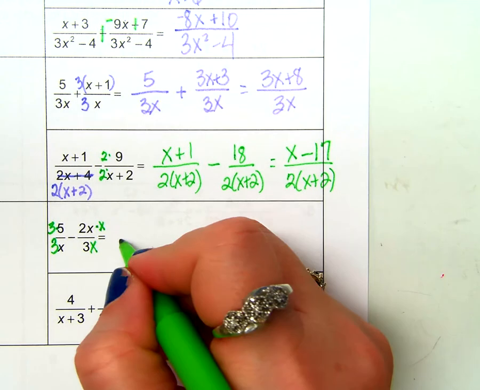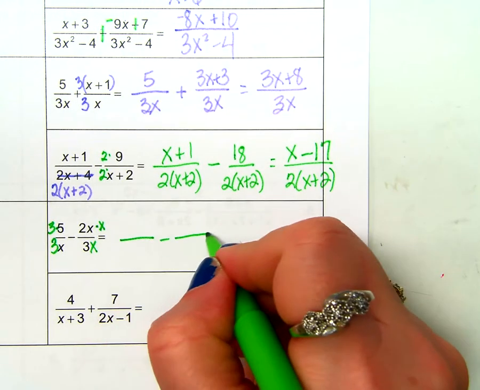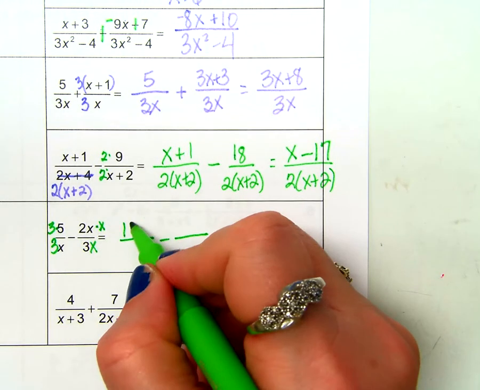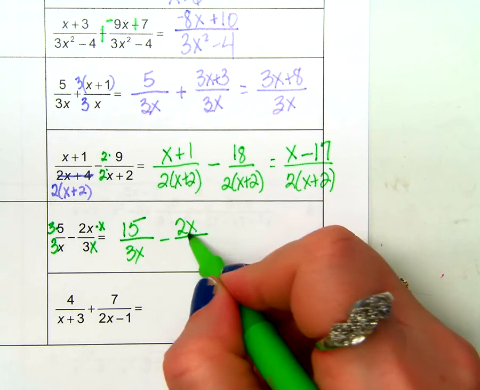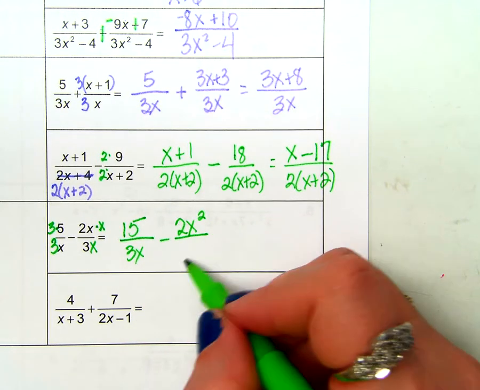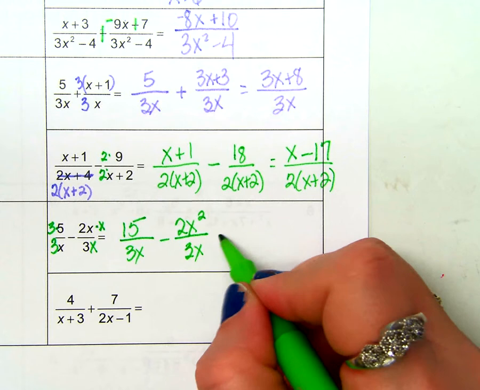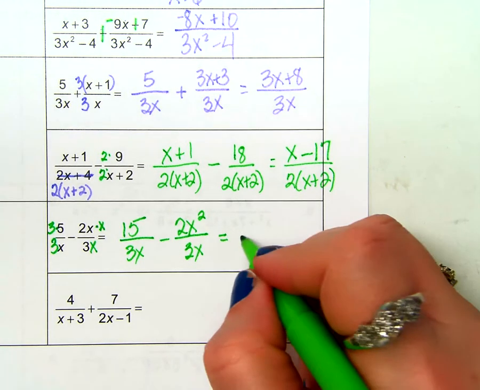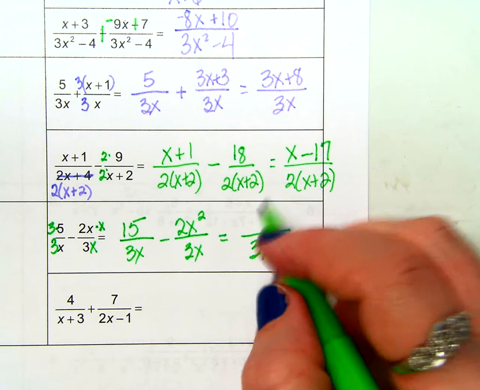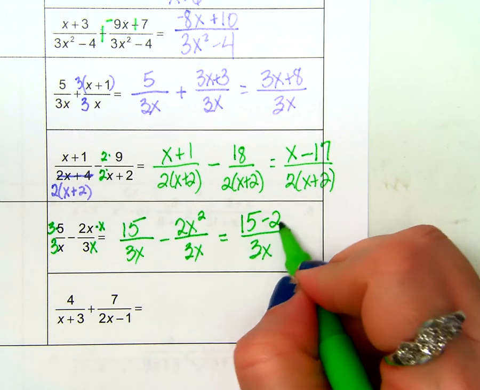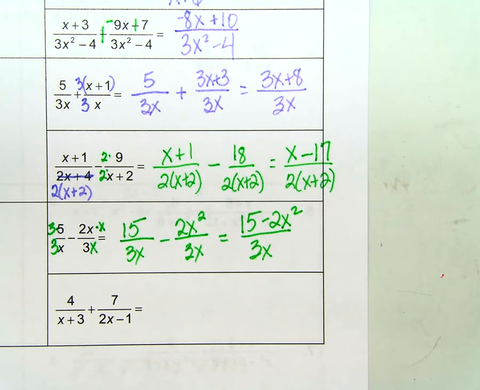So would that be x squared? That 2x squared, would that be squared since you're multiplying? This one would be 15, right? Over 3x. And this one would be 2x squared. Yeah, absolutely. Over 3x. So what's going to be my answer? 15 minus 2x squared. Yep, absolutely. Okay.